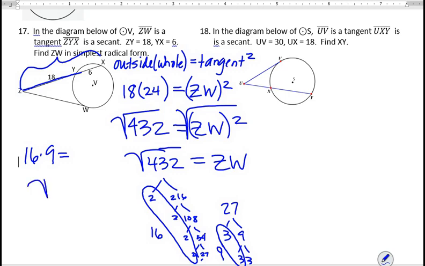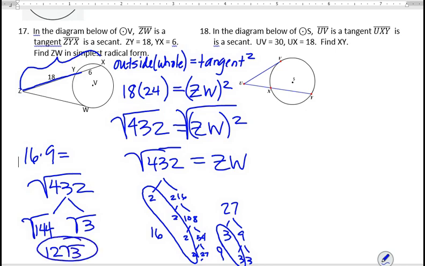So I'm going to again go to this 432 right here. And I'm going to say square root of 144. And I'm going to divide 144 into 432. And I'm going to get 3. So I know that this then is 12, because square root of 144 is 12, radical 3. That's going to be my answer, y'all. Okay?